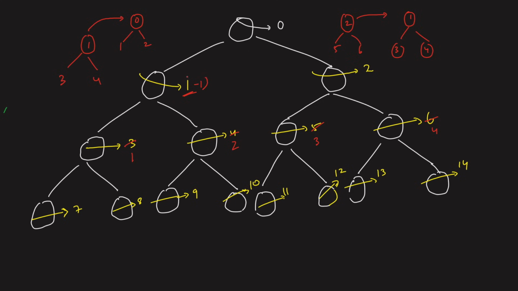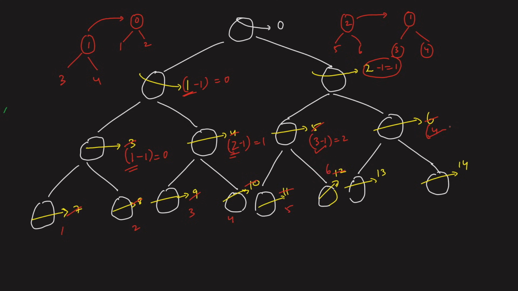I'll do 1 minus 1, 0, and then I'll get the left and right children according to the formula of 2 into I plus 1. Similarly, I'll do 2 minus 1 equal to 1, and then I'll get the left child 3 and the right child 4. Similarly, if I take this 1 and do 1 minus 1, I'll get 0. Then the left child will become 1 and the right child will become 2. This 2, I can do 2 minus 1 equal to 1, and then the left child will become 3 and the right child will become 4. Similarly, this will become 3 minus 1, 2, and the left child will become 5 and the right child will become 6.